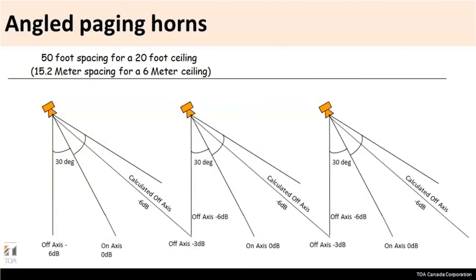Paging horns. Now, I'm going to use an example of an industrial application where there are passages where you keep all the racking and skids and everything, and you run your forklift and whatnot, in a big industrial space. So a 50-foot spacing for a 20-foot ceiling, right? So it's essentially around 15.2 meters spacing for a 6-meter ceiling. For the horn speakers, in this example let's assume it's a TOA FC630TU horn placed at 20-foot height. You could see that off-axis at 30 degrees it is minus 6 dB on the left-hand side, and on the other side it is again minus 6 dB, and on-axis is 0 dB.